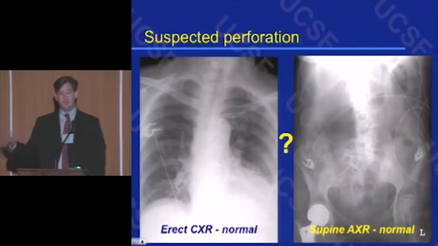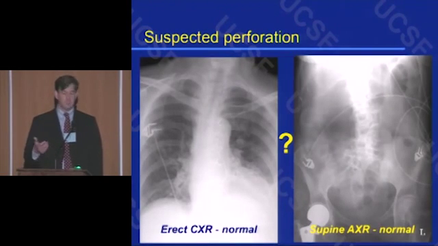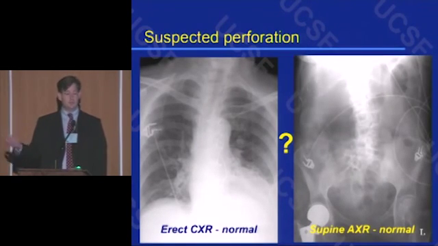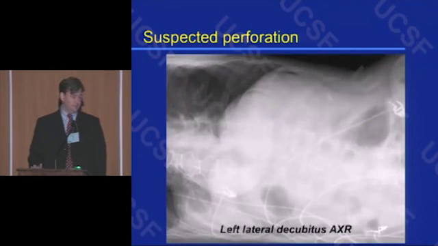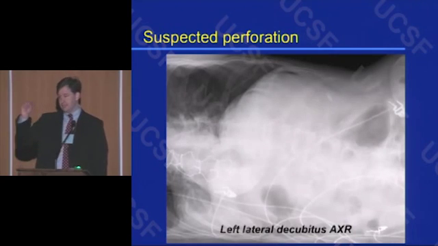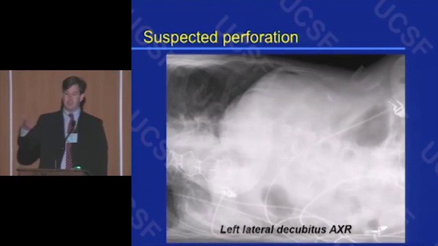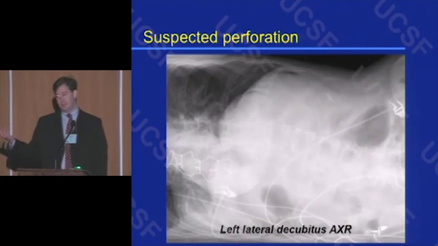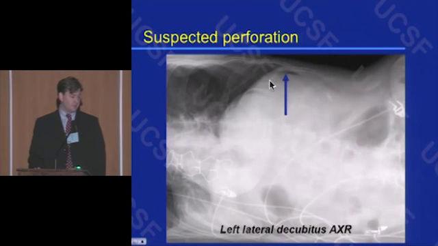So that brings up, how do you approach free air? Suspected perforation, you get an upright chest radiograph, normal, supine chest radiograph, and supine abdominal x-ray, normal. What do you do next? The left lateral decubitus. This can detect very small volumes of free air, or if you looked at that Chilaiditi syndrome and you still weren't sure, get a lateral decubitus radiograph. You can detect very small volumes of free air.